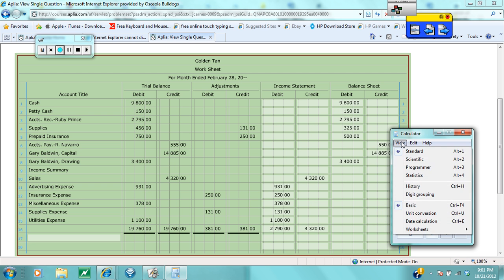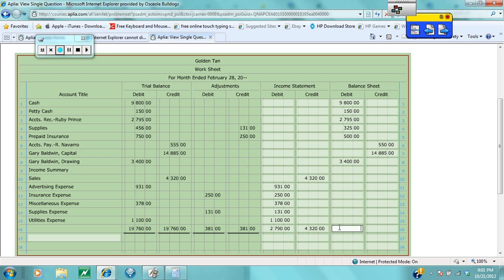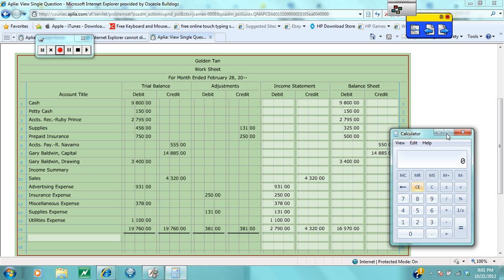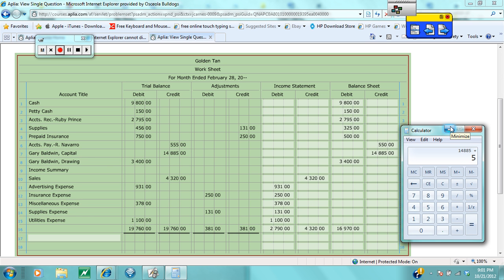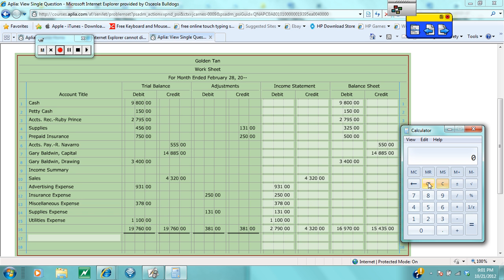Did you know you can do this? Whoa, that isn't what I wanted. Edit copy. And I can paste it down here. Control V. Now we take those two. Clear this out. 14,885 plus 550. Okay, notice these are different. They don't equal. So let's find out our differences and see if they're the same.